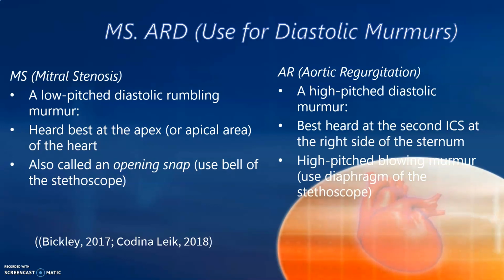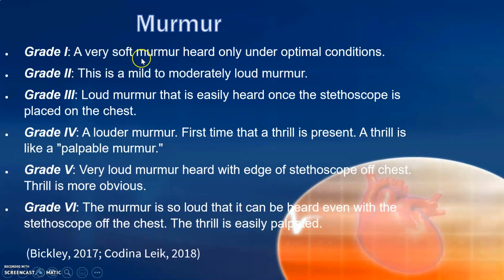Now, there's grading of murmurs. There's grade 1 to grade 6. This is a whole lot of information to remember about murmurs. Grade 1 is a very soft murmur heard only under optimal conditions. In grade 2, this is a mild to moderately loud murmur. In grade 3, a loud murmur that is easily heard once the stethoscope is placed on the chest.